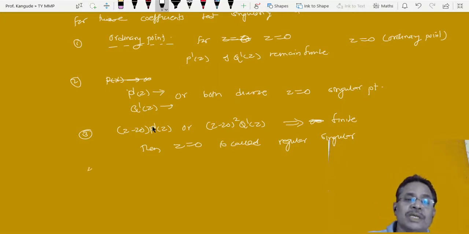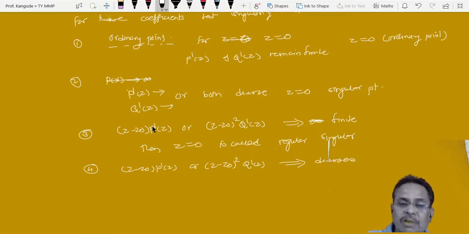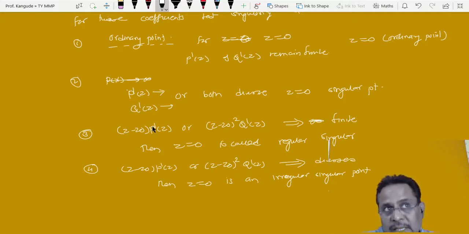And the last, fourth case, as I said earlier, when z minus z0 into p dash of z or z minus z0 square into q dash of z, any one of these or both diverges, then z equal to 0 is an irregular singular point, and therefore x equal to infinity is an irregular singular point of this.